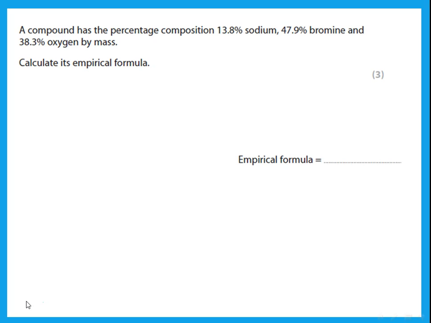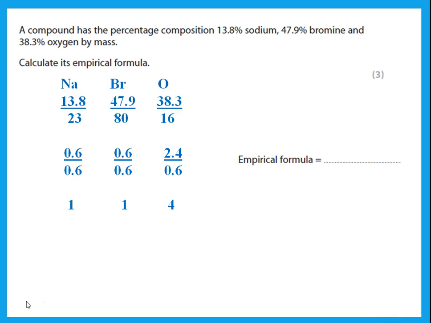Okay, another question. A compound has this percentage composition, calculate its empirical formula. Calculating the empirical formula should be easy now. You write the masses, divide by the mass number of each one, take the smallest of the numbers and divide all through by the smallest. It comes out to be a ratio of 1 to 1 to 4.